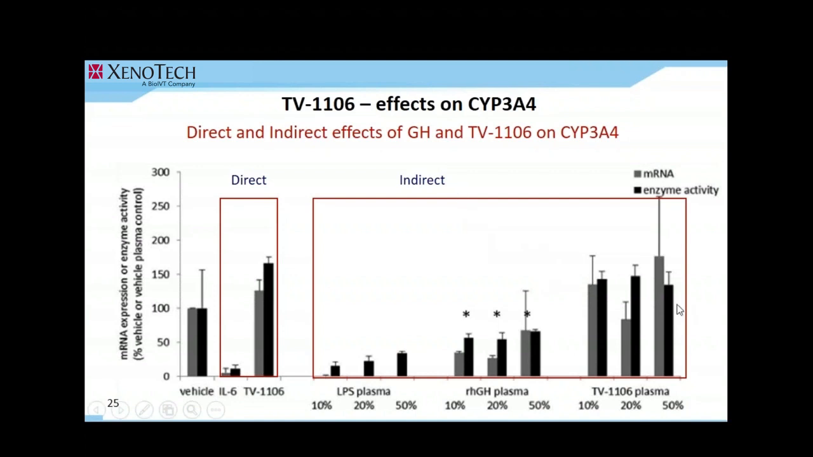You see there is no indirect effect of the modified hormone on 3A4. There is effect, indirect, of cytokines released by unmodified hormone. And again, of course, LPS plasma had a strong suppressive effect. In this study, TV1106 did not have direct or cytokine-mediated effects on a third CYP, CYP2C19, mRNA, or enzyme activity. These data are not shown.